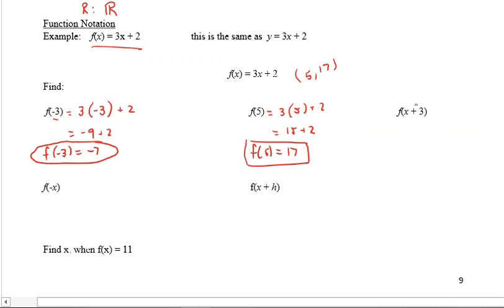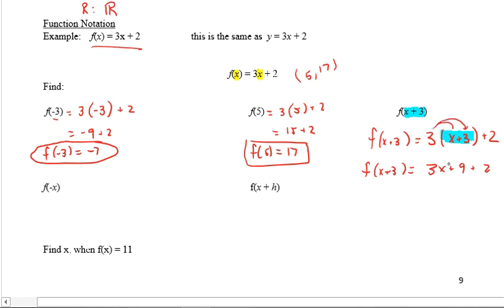Now I have a few spicier ones here. Instead of having f of a number, I have f of x plus 3. When I go to find f of x plus 3, where my x was, so see how there was an x right there? And that matches that. Here I'm going to have x plus 3. So I'm going to still have the 3 times, plus 2. But this inside piece right here where I'm placing it, I'm going to have x plus 3. So 3x plus 9. All I did there was just distribute. And then I'm going to combine my terms.